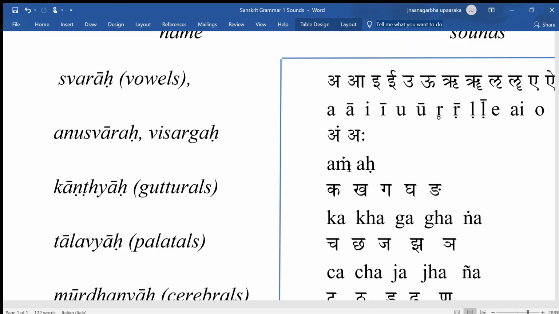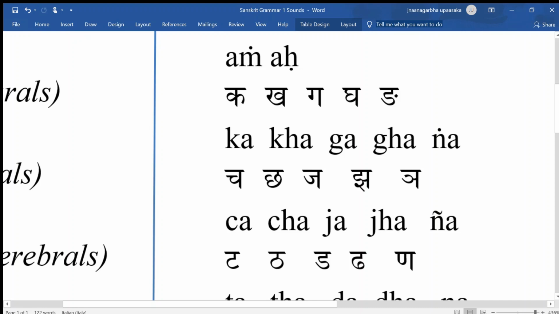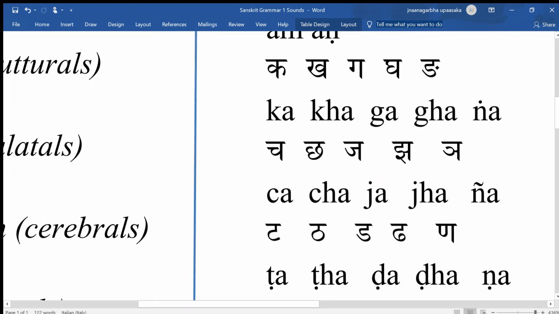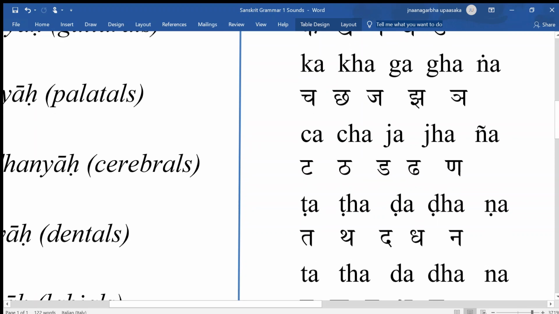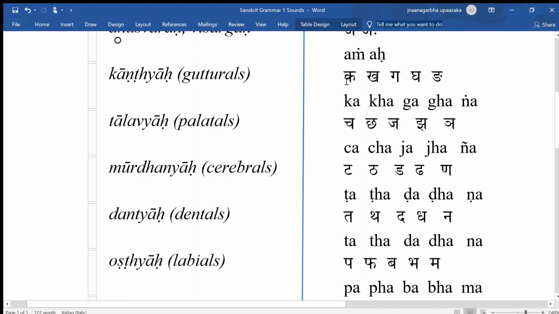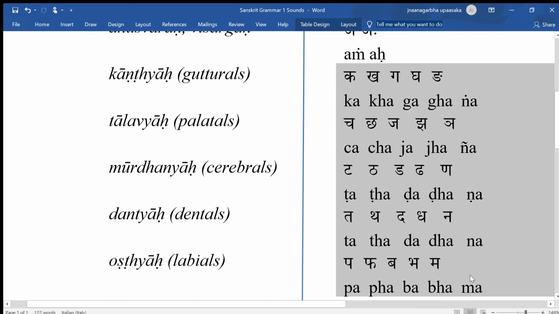Then come the consonant sounds, also called stops, because we do stop the air, and these are pronounced in the context of the alphabet together with the short vowel a, for the sake of pronunciation. They are organized into 5 groups. You can see here 5 rows according to the place of articulation, going from the throat forward to the lips.